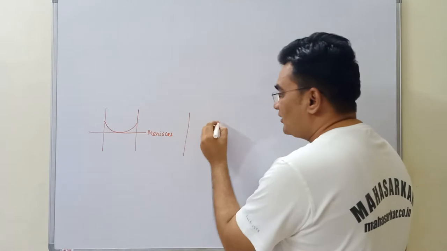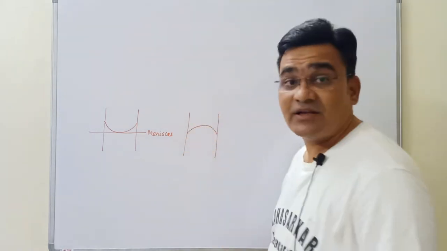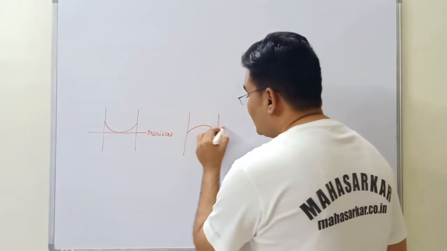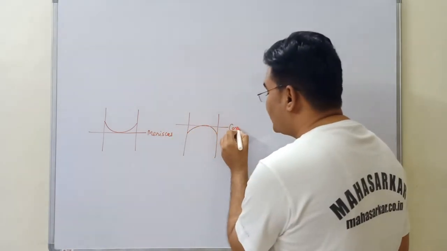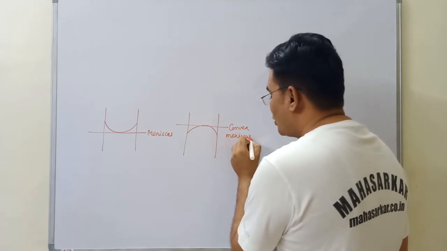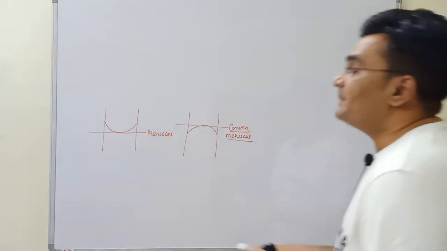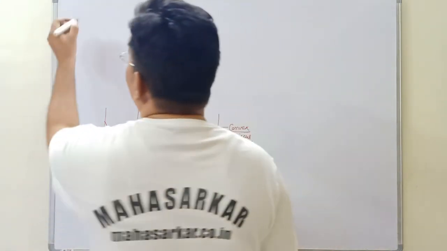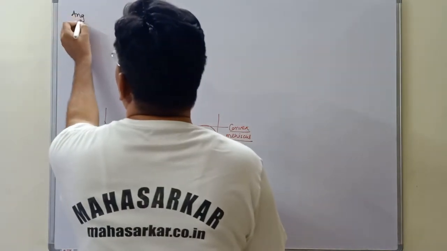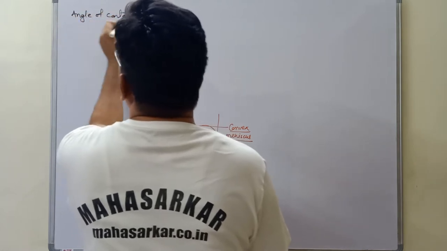If I add a material like mercury, then if you see the mercury used to find temperature, that mercury forms a convex meniscus. Mercury forms what? Convex meniscus. Why is this meniscus formed? It depends upon one term that we call as what? Angle of contact for the liquid.